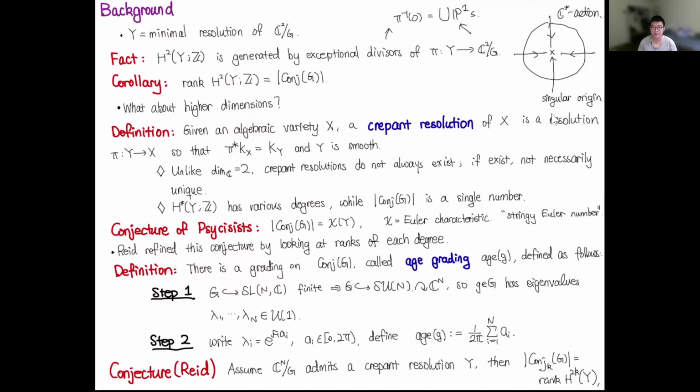So as a corollary, the rank of the cohomology of Y and Z is actually equal to the number of conjugacy classes of G minus 1. And recall that, if you are not good at representation theory, there is a fact that irreducible representations of finite groups are always classified by the conjugacy classes of G.